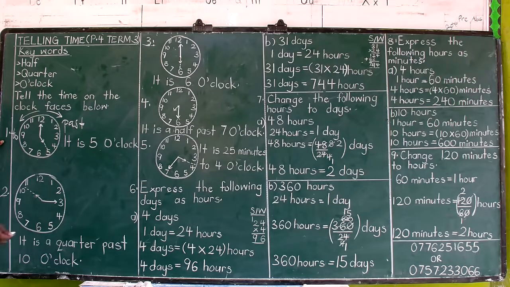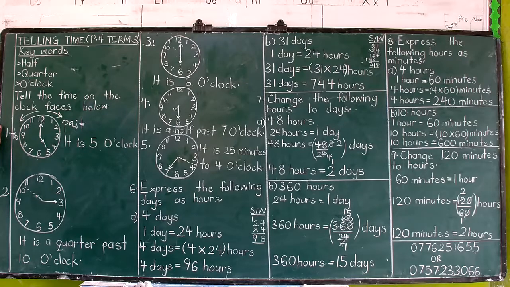You are going to count in fives. You count like this from here to here: 5 plus 5, 10 plus 5, 15 plus 5, that is 20. Plus 5, 25, then 30, 35, 40, 45, 50, 55, 60. As I say, 60 minutes make an hour.